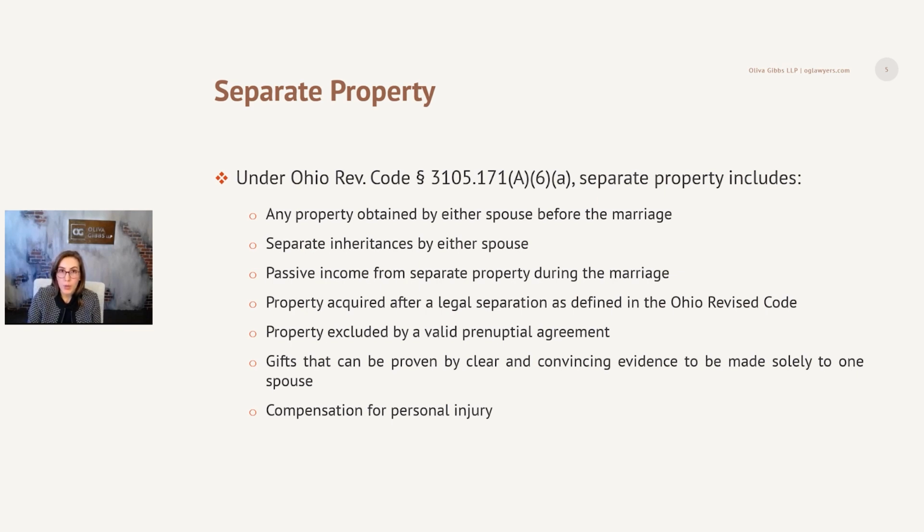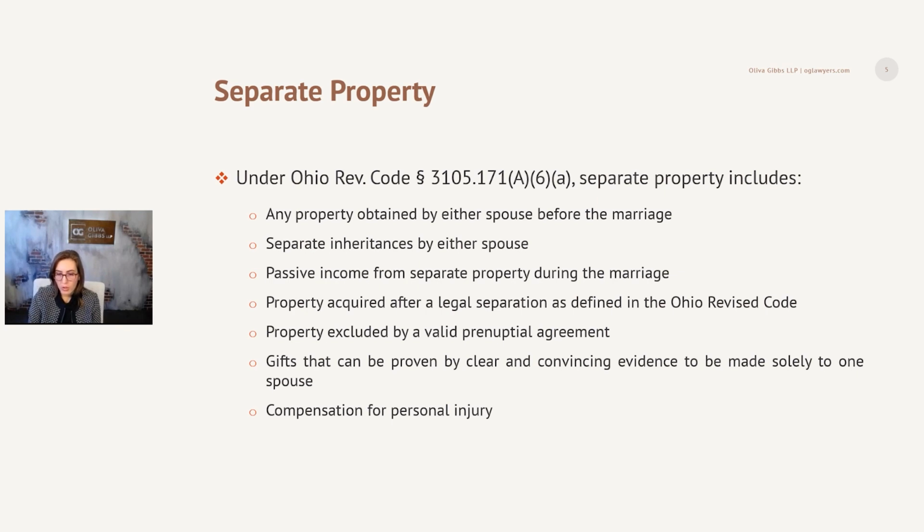The first being any property obtained by either spouse before the marriage. So an example of this would be if X owned a property in Carroll County prior to entering into marriage. X then marries Y, and shortly after marrying, X and Y then purchase a property, let's say one county over in Harrison County. Well, the property that X owned in Carroll County would be separate property, X's separate property, because he owned that prior to marriage. However, the property in Harrison County would be marital property because X and Y purchased that after marriage.